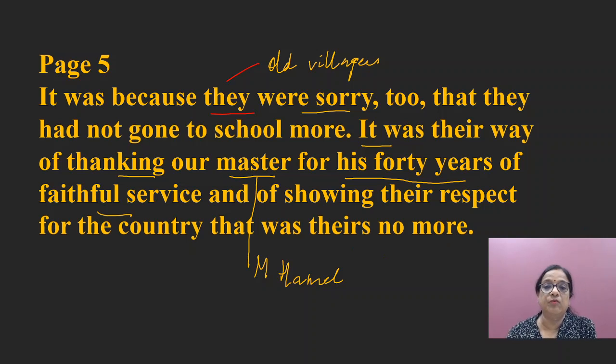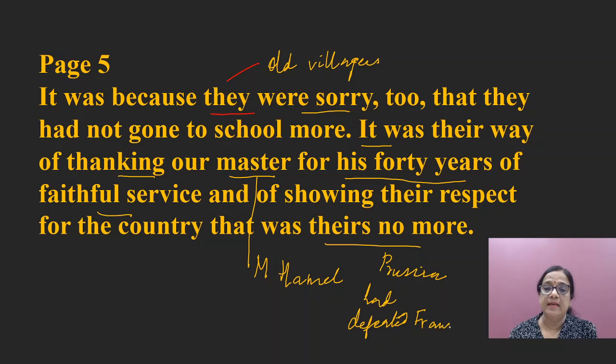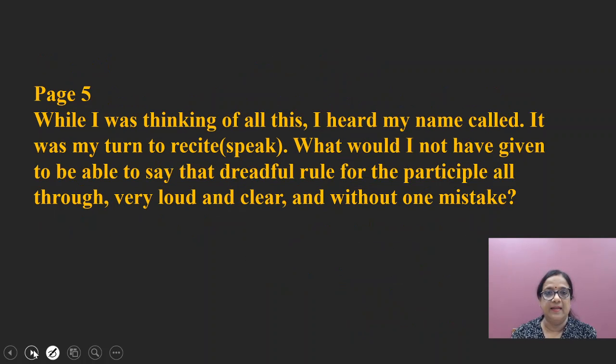Now students, I hope you are following when it says theirs no more. Why? Because Prussia had taken over. Prussia what? Defeated France. And Alsace and Lorraine were to be taken or occupied by Prussia. And from the next day, in the school, the German language would be taught. I hope you are following. Please write if you don't understand in the comment box. I will again explain it.